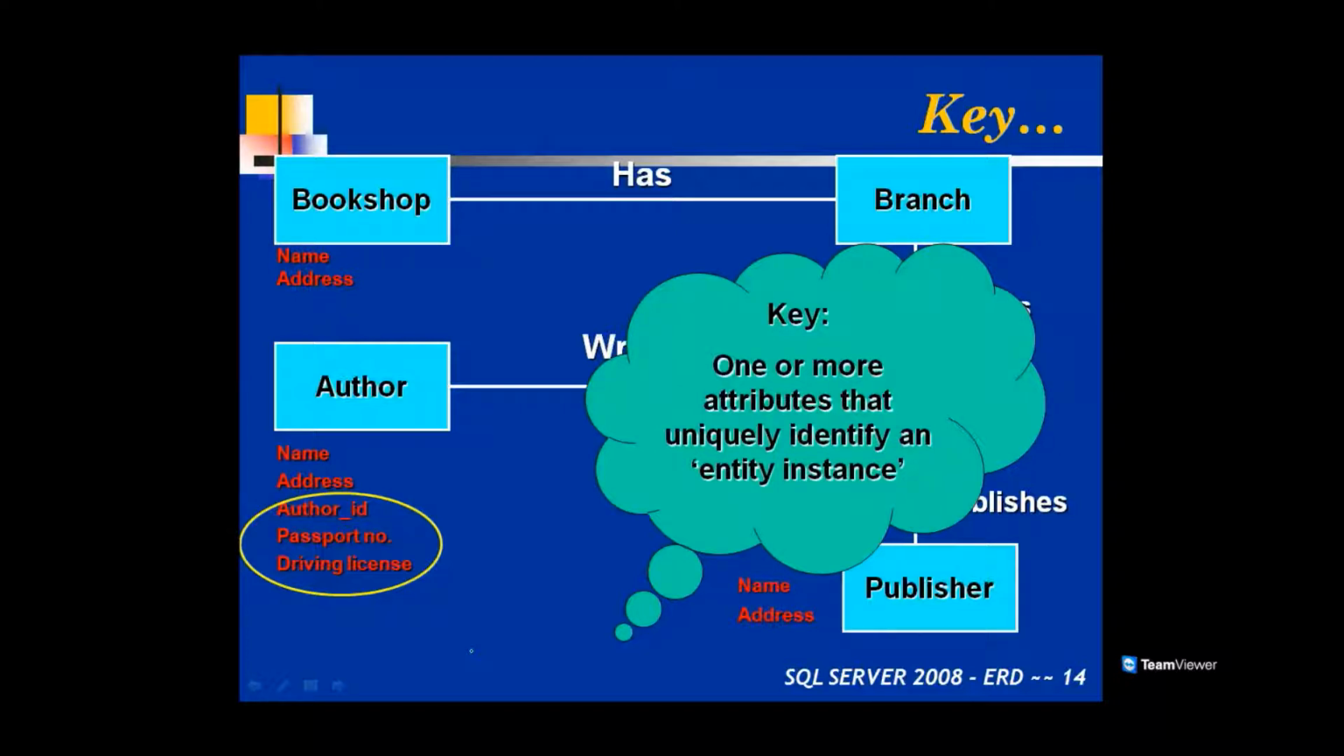A key means one or more attributes that uniquely identify an entity instance. For example, I have 10,000 students in a big auditorium, and I am distributing prizes to winners. I say, Mr. Bhaskar, please come and take the prize.